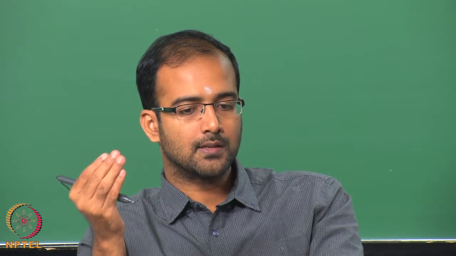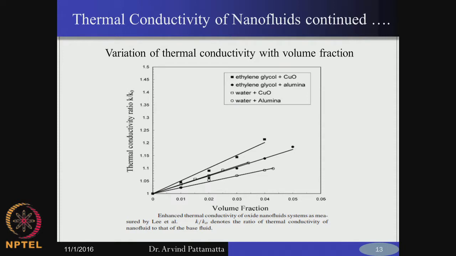So, we have copper oxide ethylene glycol, alumina ethylene glycol, copper oxide water, alumina water. So, we have 2 different base fluids and 2 different nanoparticles. Okay. So, one is copper oxide, the other is alumina. So, you can say out of all this, ethylene glycol copper oxide gives the highest enhancement in thermal conductivity. Okay. So, for example, at 4% you have thermal conductivity enhancement of 20%, right, whereas alumina water gives the lowest, not more than 10%.